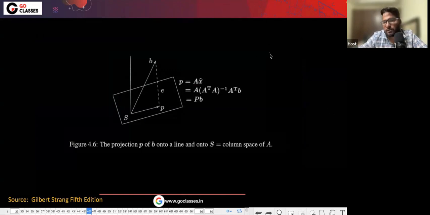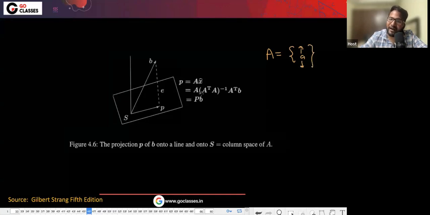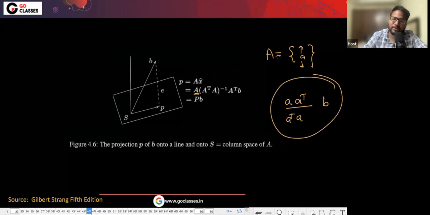Now suppose this capital A is just a vector A. Okay, just a single vector A. In that case, A transpose A is just a scalar. Is this okay to everyone? Right? If it is a single vector, then you can write it like this: A transpose upon A transpose A. This is a scalar, so I'm writing it down, into B. Is this the same thing that we have seen earlier? If it is just one vector, right?